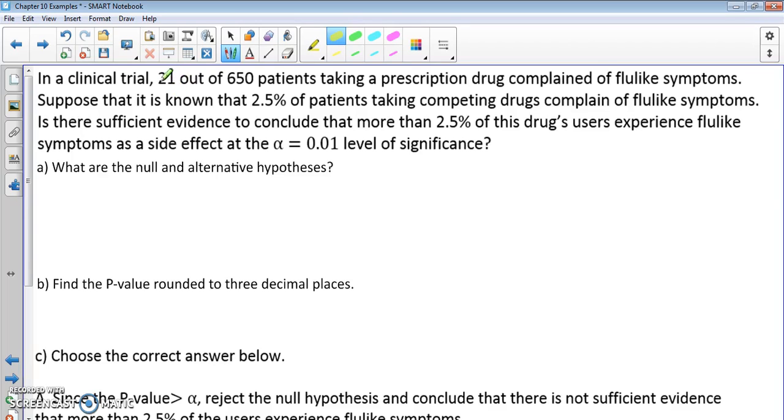In a clinical trial, 21 out of 650 patients taking a prescription drug complained of flu-like symptoms. Suppose that it is known that 2.5% of patients taking competing drugs complain of flu-like symptoms. Is there sufficient evidence to conclude that more than 2.5% of this drug's users experience flu-like symptoms as a side effect at the alpha equals 0.01 level of significance?